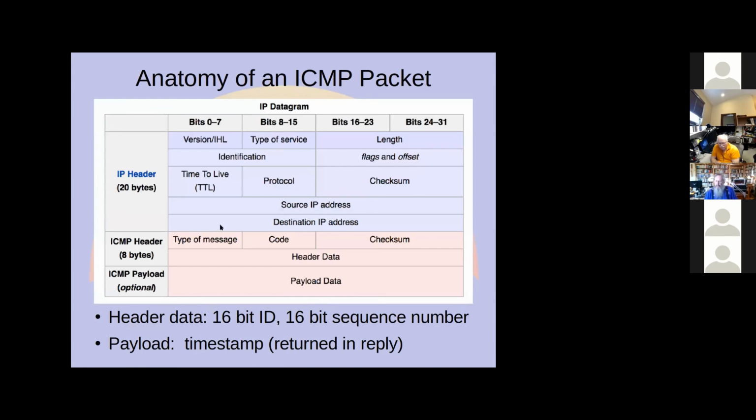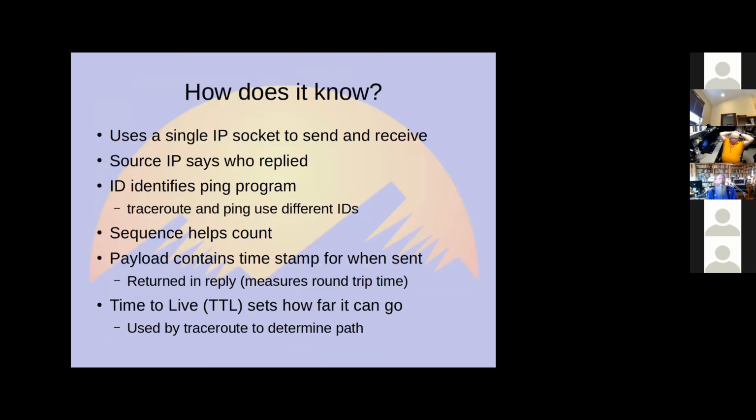What you do with this time to live is basically set the number of hops that the packet will go towards the destination. If the time to live is less than the number of hops that you want to go, of course, that device is going to recognize that this has timed out, and it will send a reply back that says it couldn't reach the host. And that's how you know what all of the intermediate hops in the path are.